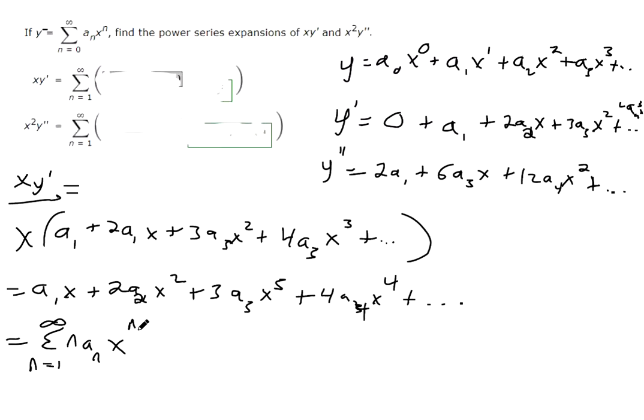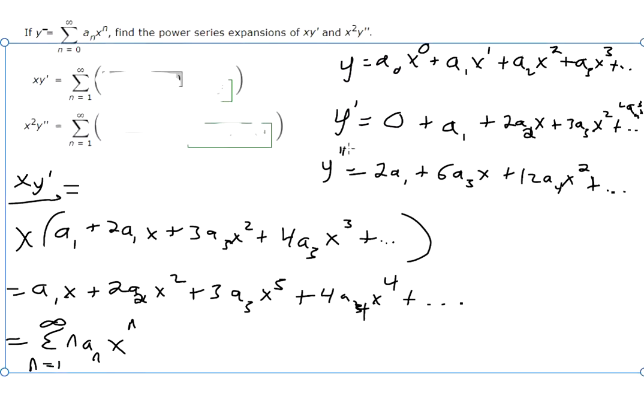So that's the full series, okay? Because if n equals 1, plug it in, you get a sub 1 x to the first, just like we're supposed to. When n equals 2, you get 2 a sub 2 x to the second, just like we're supposed to. When you plug in n equals 3, you get 3 a sub 3 x to the third, like we're supposed to. So we detected a pattern by just looking at not the whole series, but a few of the terms in the series. So I can do the same thing for this one down here.